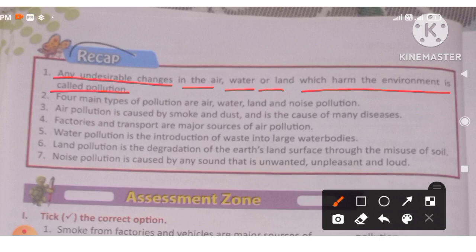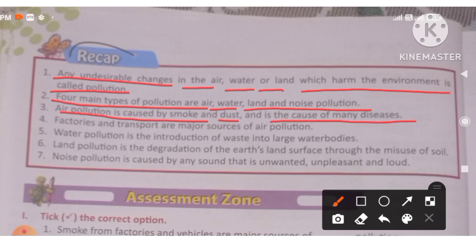Second point, how many types of pollution? There are 4 main types of pollution: air, water, land and noise pollution. First air, second water, third land and fourth noise pollution. Next, air pollution is caused by smoke and dust and is the cause of many diseases. Smoke and dust are known as pollutants for air pollution. Factory and transport are major sources of air pollution.